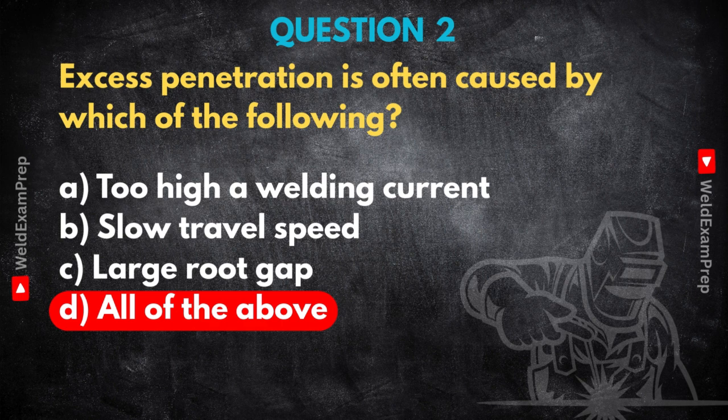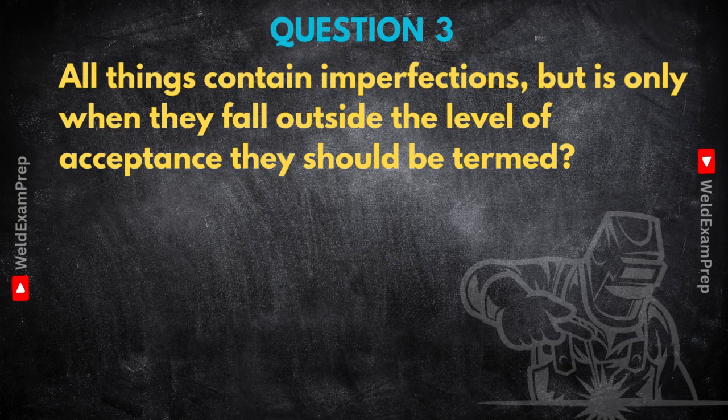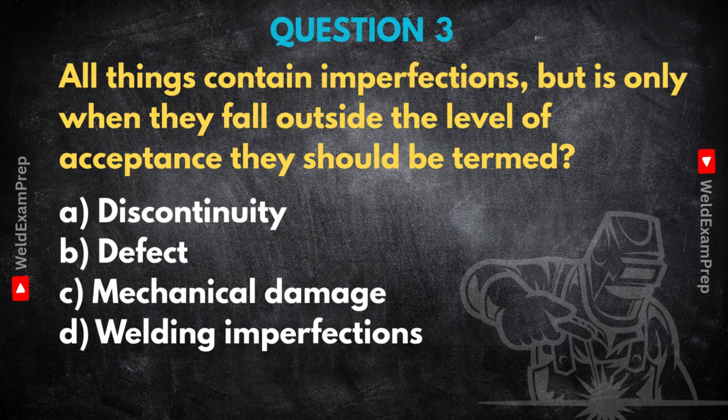Absolutely. Okay, let's focus a bit. This next question is about terminology, but it's fundamental. Question 3. All things contain imperfections, but it is only when they fall outside the level of acceptance they should be termed. Options. A. Discontinuity. B. Defect. C. Mechanical damage. D. Welding imperfections. This feels really central to the inspector's job, right? Drawing that line between something that's just there and something that's actually a problem.